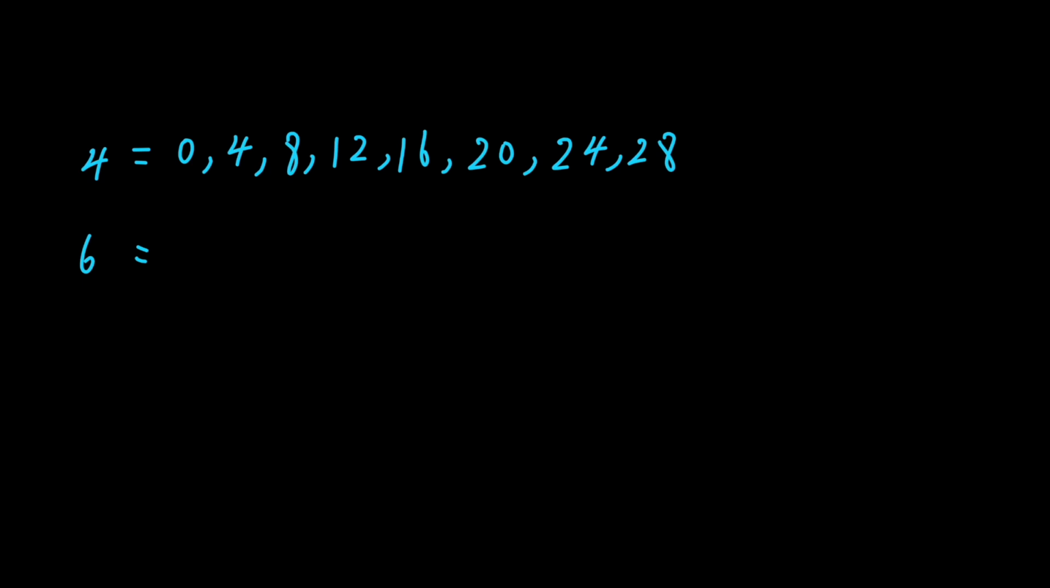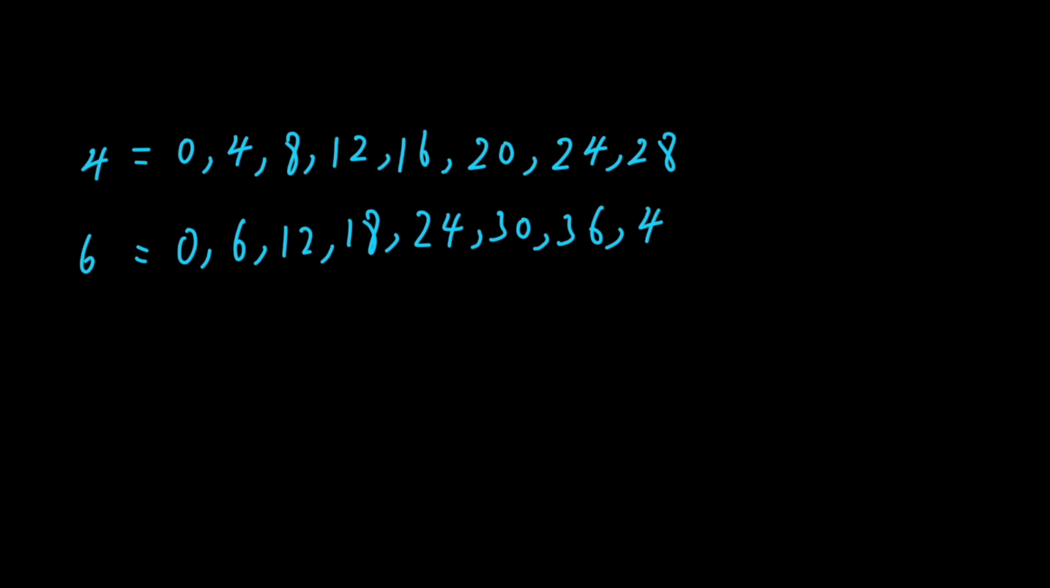And same thing for the second number, 6. So starting with 0, 0 times 6 is 0. 1 times 6 will give you 6. And then 12, 18, 24, 30, 36, and 42. Okay. Now, here's the question.